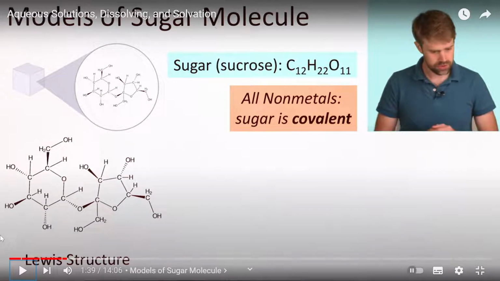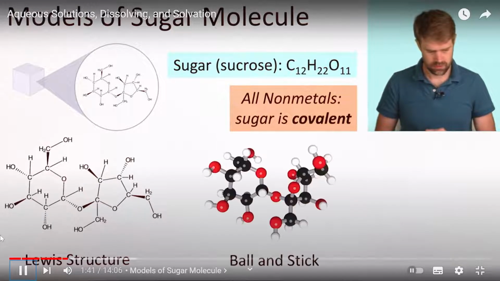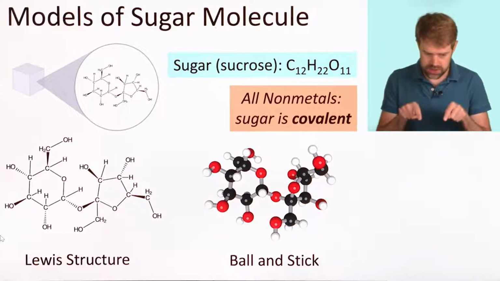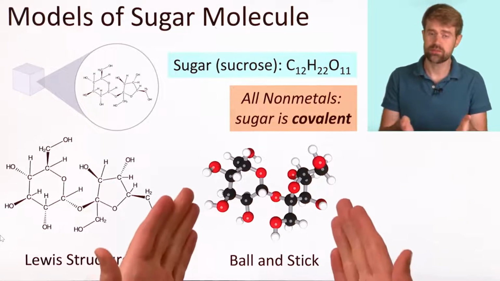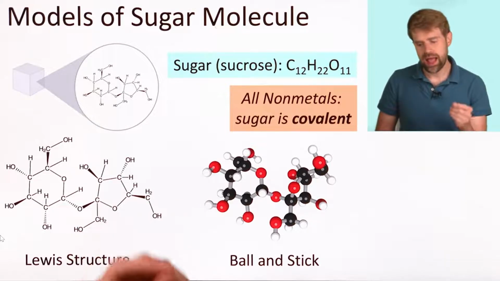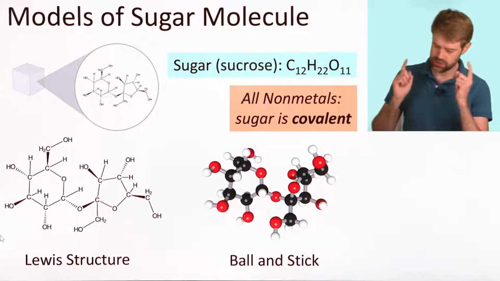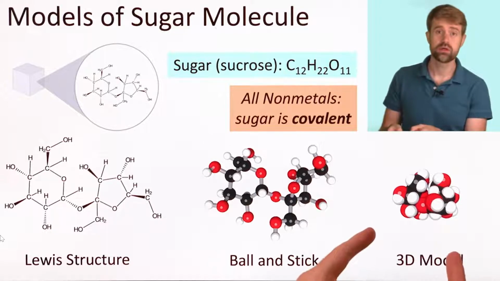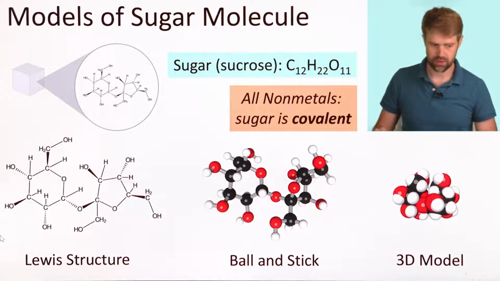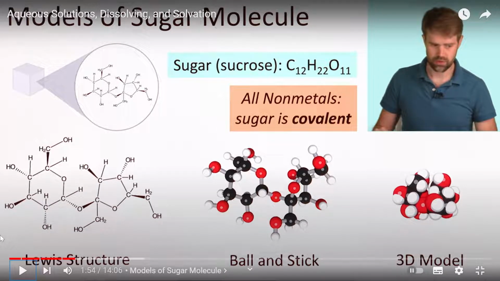We are going to learn how to draw Lewis structures this year, but not for anything nearly as complicated as sucrose. We will do very simple Lewis structures. It shows the covalent bonds. If you made this into a ball and stick model, it would look like this. But a more accurate depiction of sugar is actually closer to this. We call it the 3D model, which is also known as the space filling model.